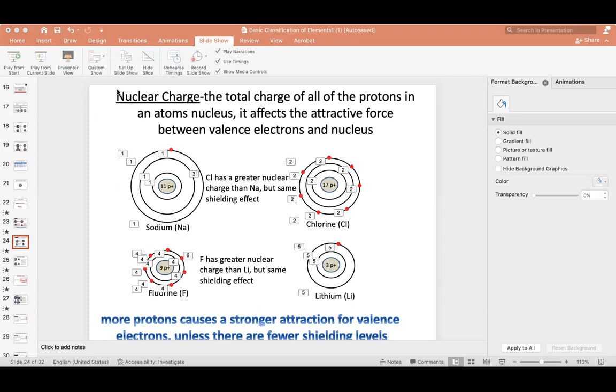And this is how we compare ideas that relate to attractive force. The greater the nuclear charge, the greater the attractive force between valence electrons and the nucleus. The greater the shielding effect, the weaker the attractive force between valence electrons and protons in the nucleus.